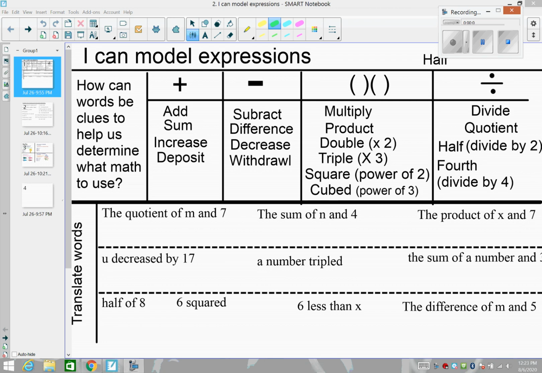Math friends. So our learning target today is I can model expressions. So our goal today is to take out any words that exist in the expression and turn it into numbers and symbols. So just some quick review on some vocabulary that you've heard before.